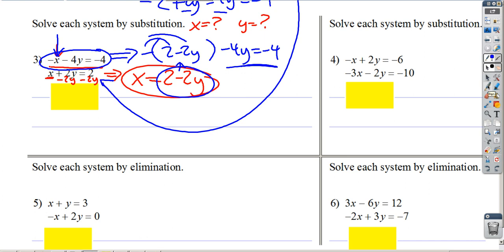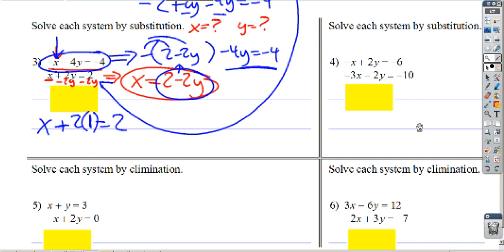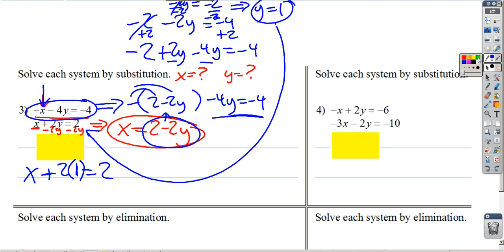So let's just plug it into x plus 2y equals 2. So x plus 2y becomes x plus 2 times, we just found that y equals 1. That was, just to recall, right here, y equals 1. So we're just plugging that in right here.